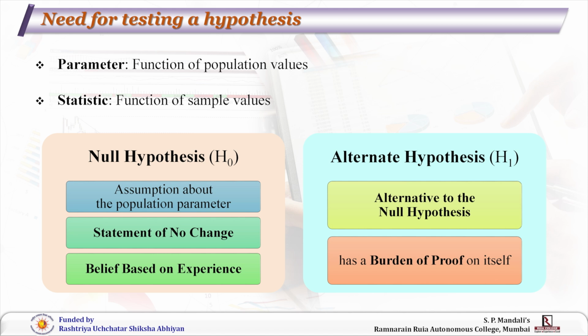But the decision maker also requires to know some assumption which is an option if the null hypothesis is not true. Such an alternative is called an alternative hypothesis, and this assumption has a burden of proof and it is a statement of change. It is also denoted by H1.